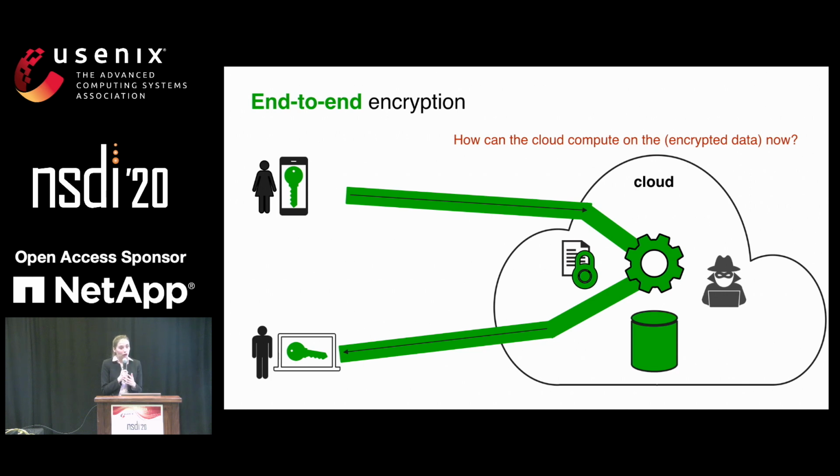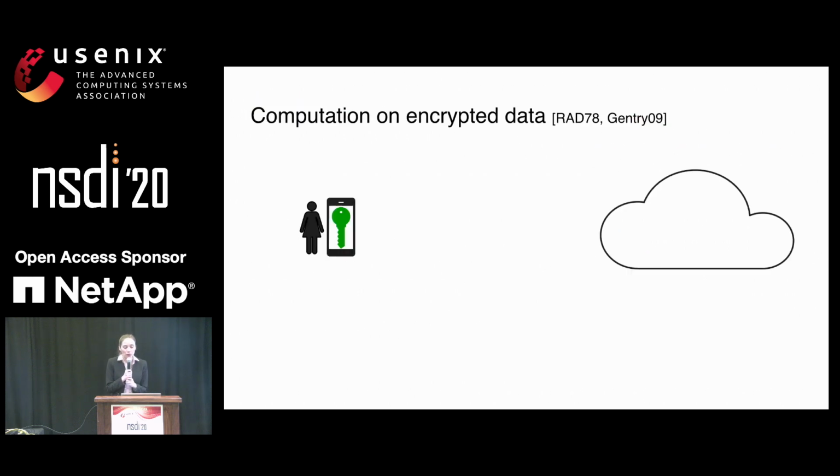How will the cloud compute on the data now that it's encrypted? With end-to-end encryption, the cloud never gets the decryption key, so it can't actually decrypt the data to compute on it. So how can it do this computation on encrypted data? The idea of computing on encrypted data is a useful paradigm introduced in 1978 by Rivest, Adleman, and Dertouzos.